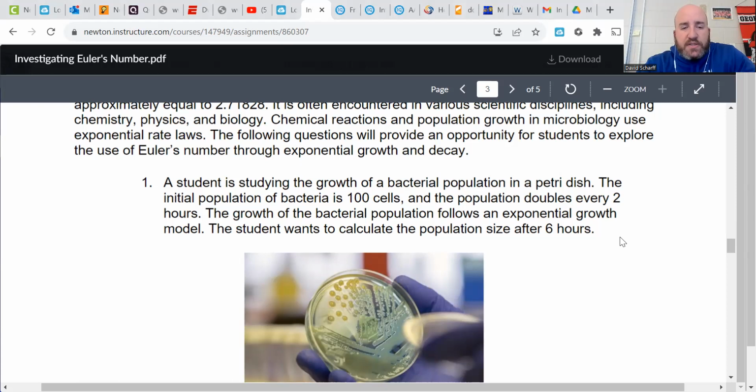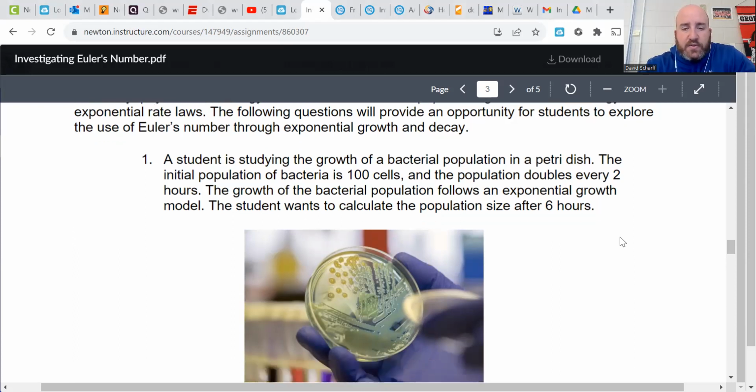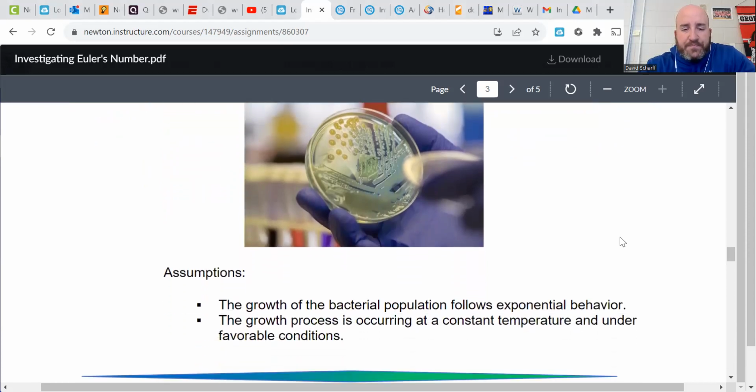So start with 100 cells, doubles every 2 hours. It means after 2 hours, it would double to 200. After 2 more hours, which is 4 hours total, it would double to 400. Then after 2 more hours, which is now 6 hours total, it would double to 800. So we should be getting 800, okay?